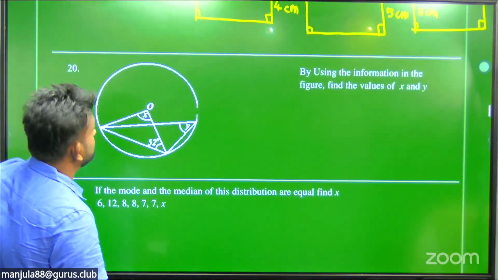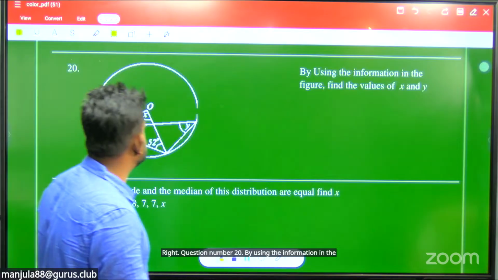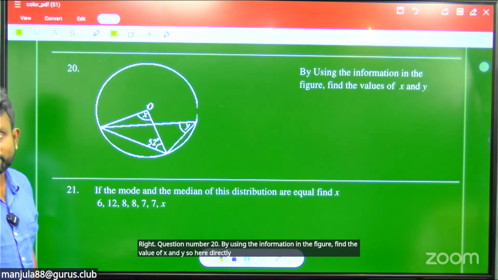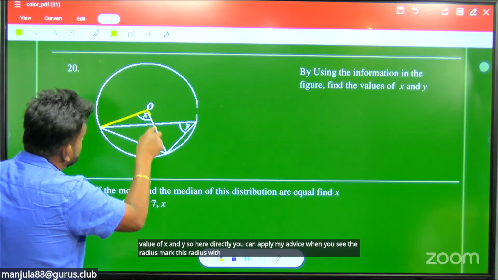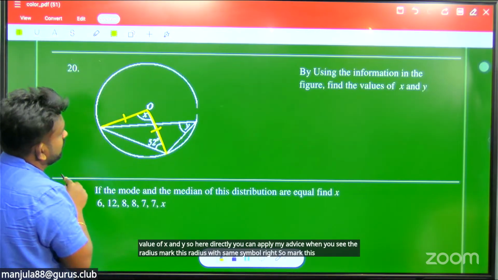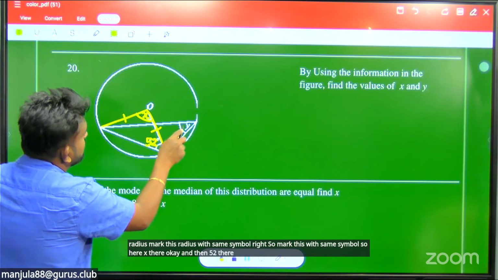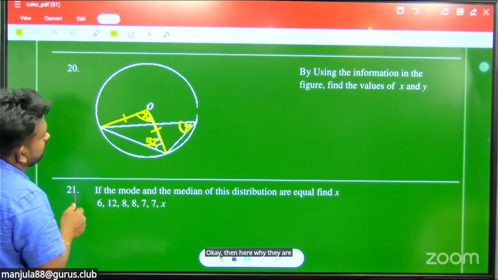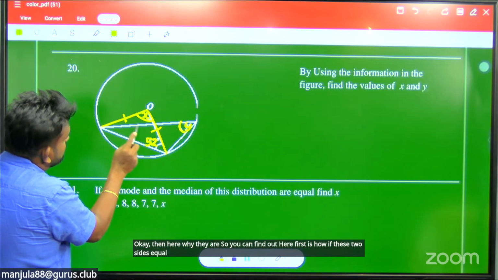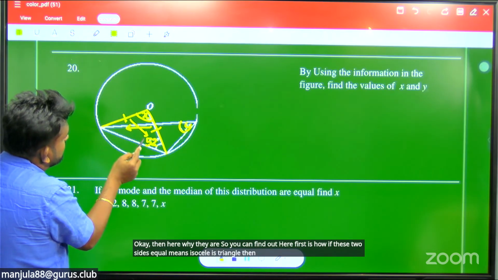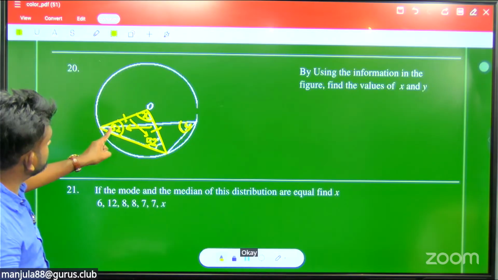Right, question number 20. By using the information in the figure, find the value of x and y. So here directly you can apply. My advice, when you see the radius, mark this radius with the same symbol. So mark this with the same symbol. So here x there, okay, and then 52 there, then here y there. So you can first find x. How? If these two sides are equal, it means isosceles triangle, then the angles opposite the equal sides are equal. If this is 52, here also 52. Then you know 52, 52, x.